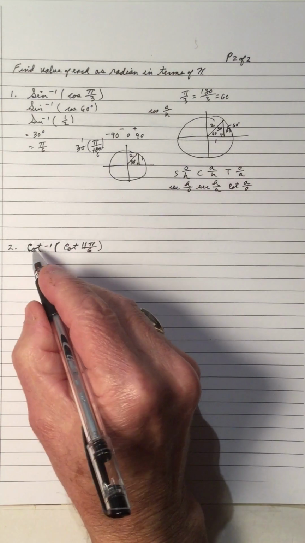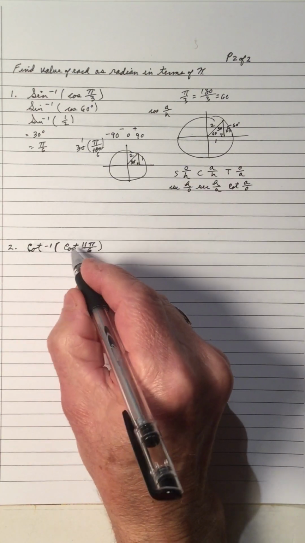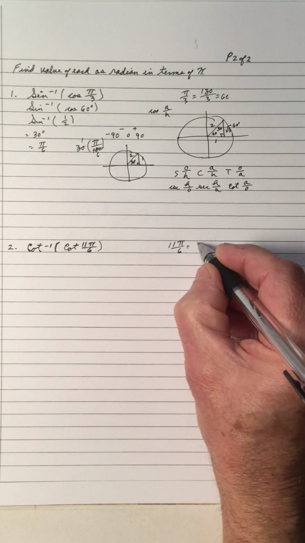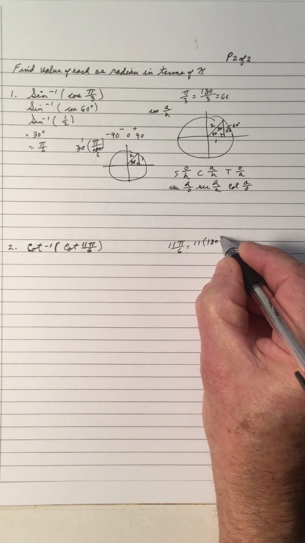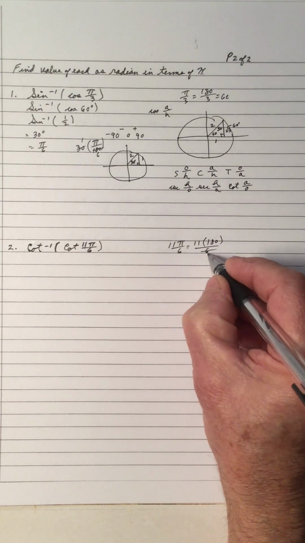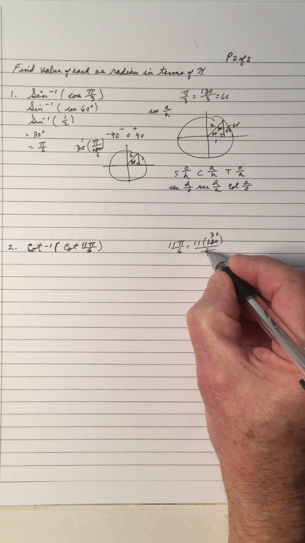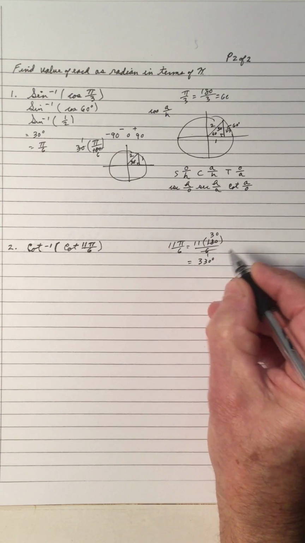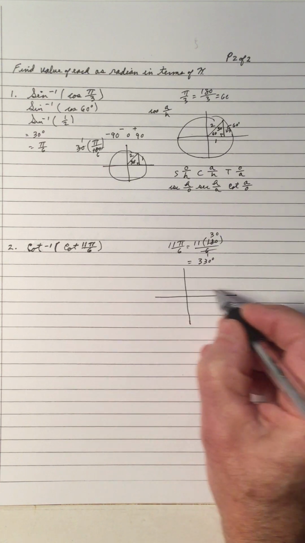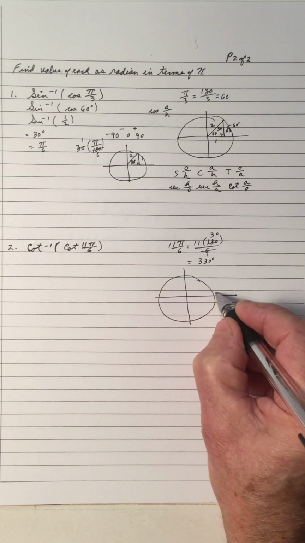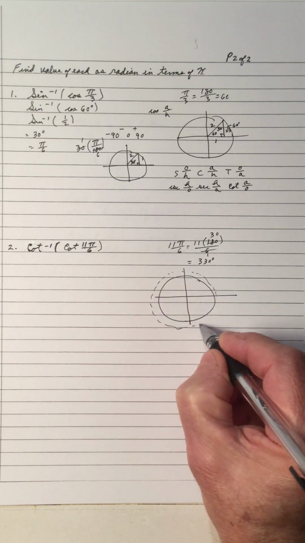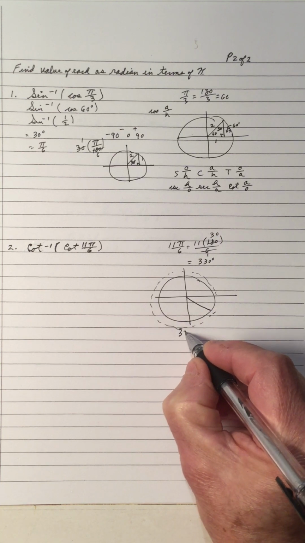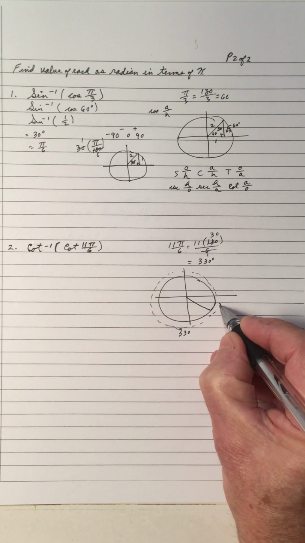Now, number 2, arc cot, or cot to the negative 1 of the cot of 11 pi over 6. Well, 11 pi over 6: pi is 180 degrees divided by 6 is 30. And 11 times 30 is 330 degrees. So we have 330 degrees from here, so we go all the way around to here. There it is. And we draw a terminal arm out. That's 330. That means this arc right here is 30.